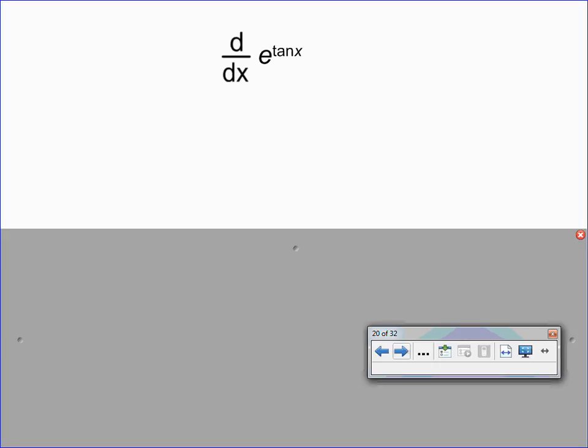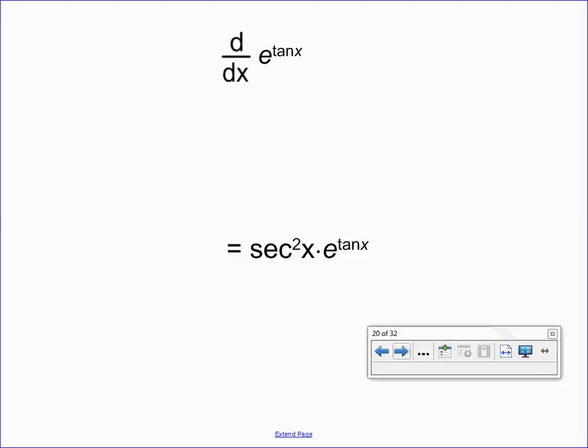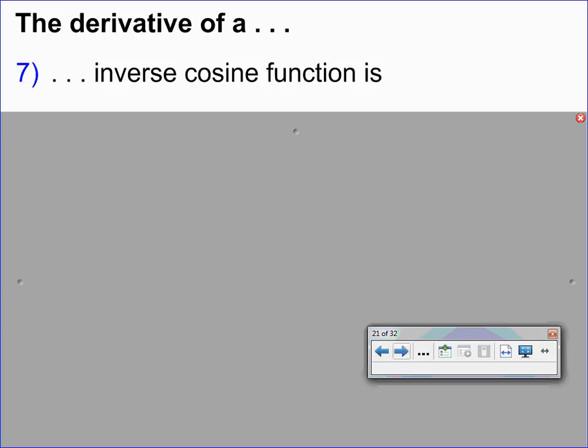Number 1. Number 8. E to the tangent x times secant squared x. So he says you are correct. Yes. The derivative of inverse cosine is number 6.